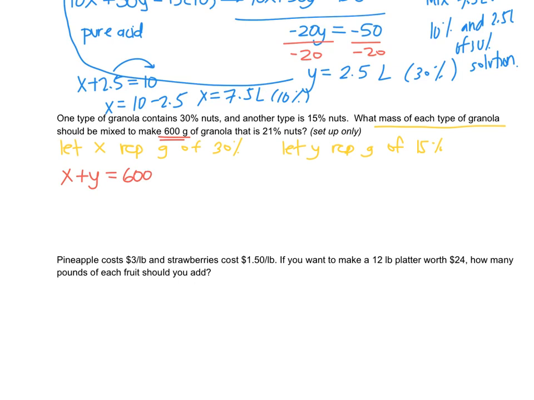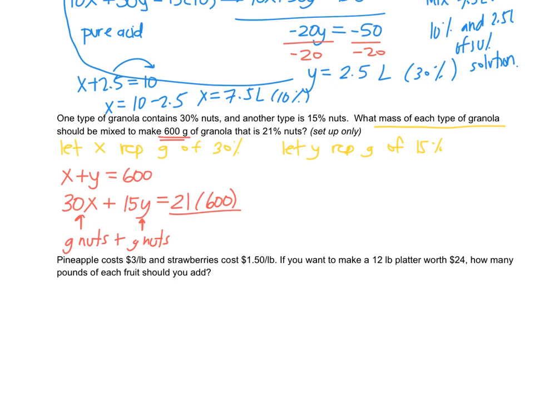Now we need the mixture one. If I take 30% of the first granola, so 30x, and I add that to 15% of y, so 15y, I should get 21% of 600. Because this is going to tell me the grams of nuts from one plus the grams of nuts from the other one. And in total, I'm not going to have 21%. I'm going to have the grams of nuts from my mixture, which is 21% of 600. So we have to stay consistent. And then from here, you can go ahead and solve.